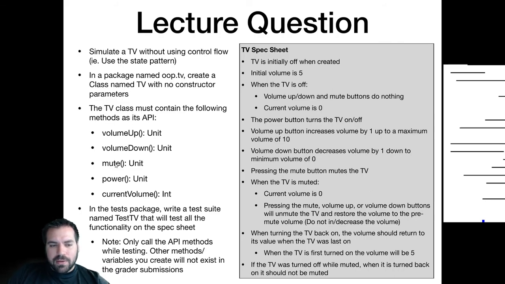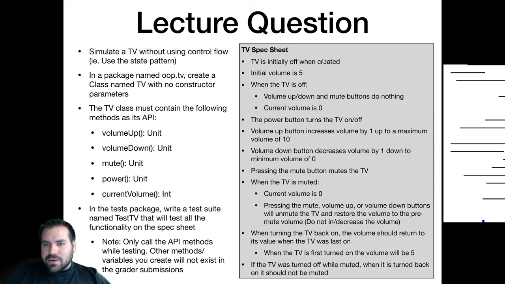The volume up, volume down, mute, and power are inputs. Those are like buttons you're hitting on the TV. And then current volume is your one way of testing. After these button presses, I expect the volume to be whatever it is, and then make sure that volume is what you expect it to be in your asserts. Assert current volume equals whatever I expect it to be.